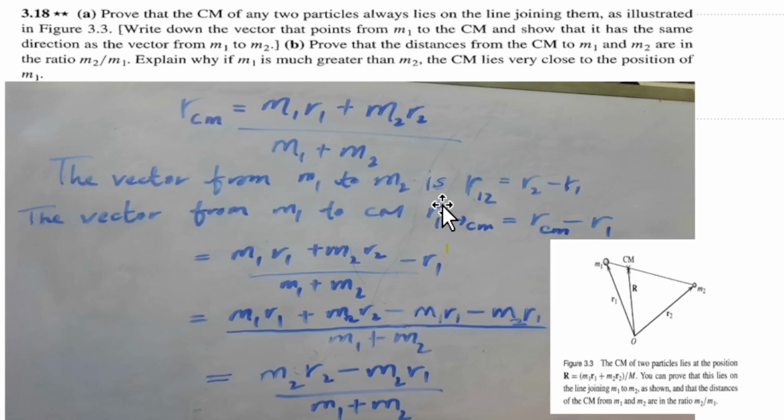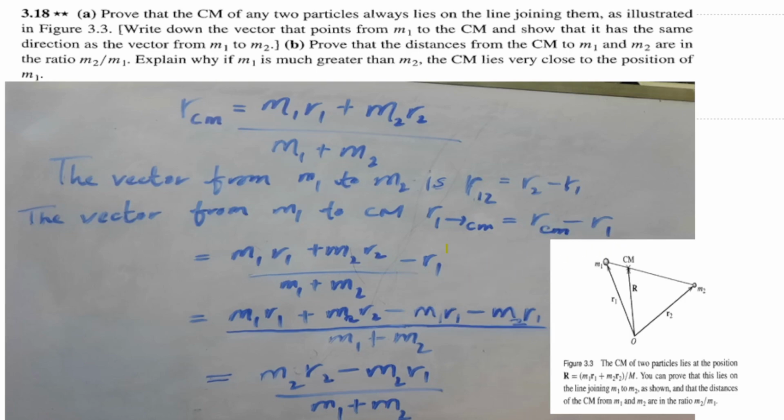Now first we write the formula for the center of mass and the vector from M1 to M2, which is R2 minus R1, the vector from R1 to R2. Now the vector from M1 to the center of mass is the difference between RCM and R1. Now you have to put in the value of RCM, the center of mass, in terms of mass 1 and mass 2. This is the formula, and minus R1 remains the same.